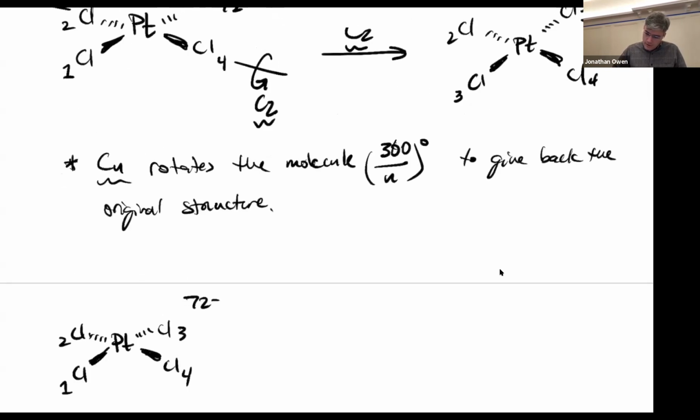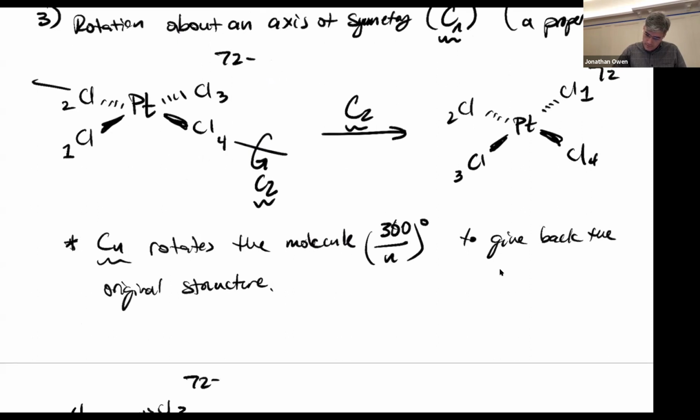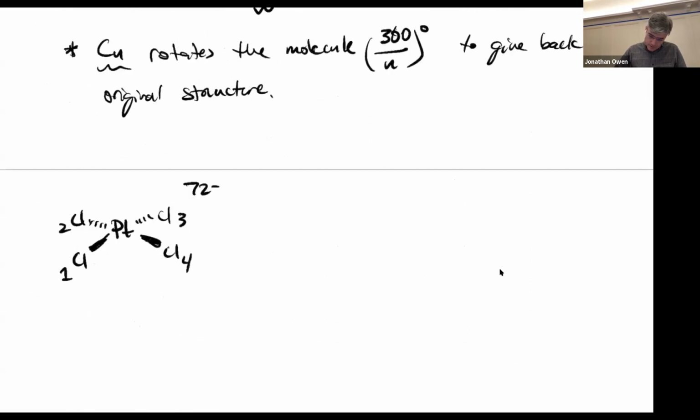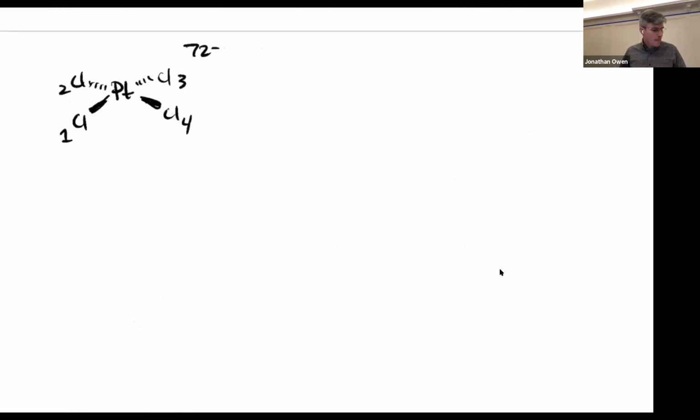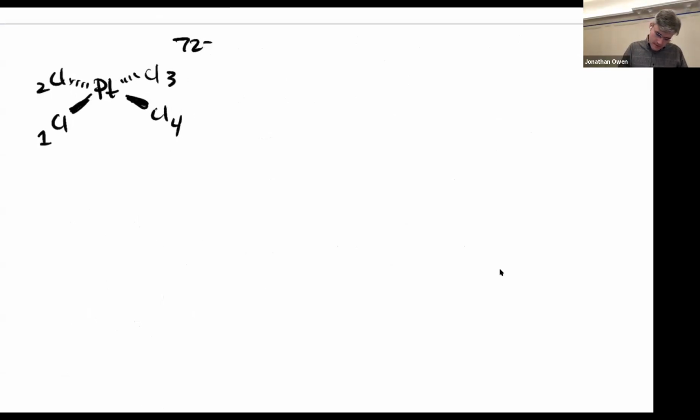Let's see, did I forget my 2- up here? I sure did. Gotta be careful to include those charges. All right, anybody else see another symmetry axis here? Go ahead and shout it out if you do. It goes from top to bottom, like above the platinum down, like axis, it goes up and down, vertical. You got it. Let's do that one.